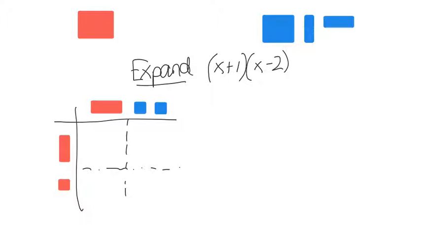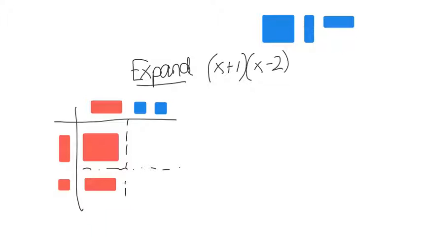Okay, so now in the first box, this one here, I am going to multiply x with x, and that's going to be x squared. So I'm going to take my x squared tile and put it in right there. In the next spot in my chart down here, I'm going to multiply 1 times x. So for that, I need another x tile, which I will get in just a second.